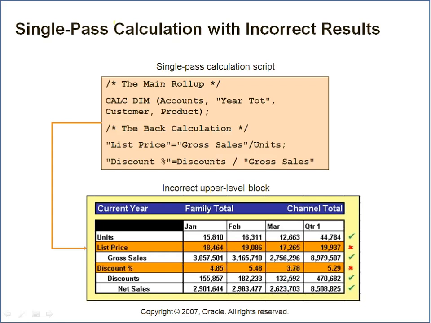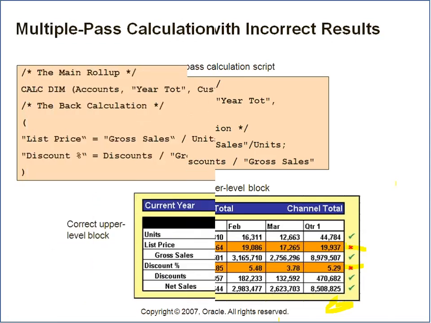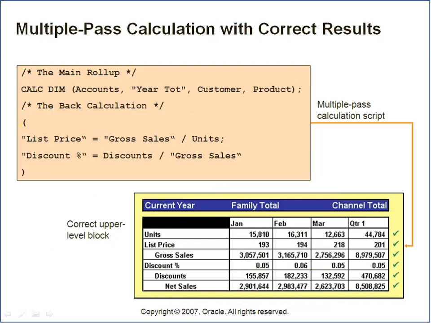So when you actually have a single pass calculation, you may end up getting incorrect results, like list price and discount percent. You get incorrect results for the quarters. So what you have to do is make it into a multiple pass by saying that this is a back calculation. It becomes multiple pass the moment you put it in the parentheses and place it at the end of the script. So then you will get correct results even at the quarters.